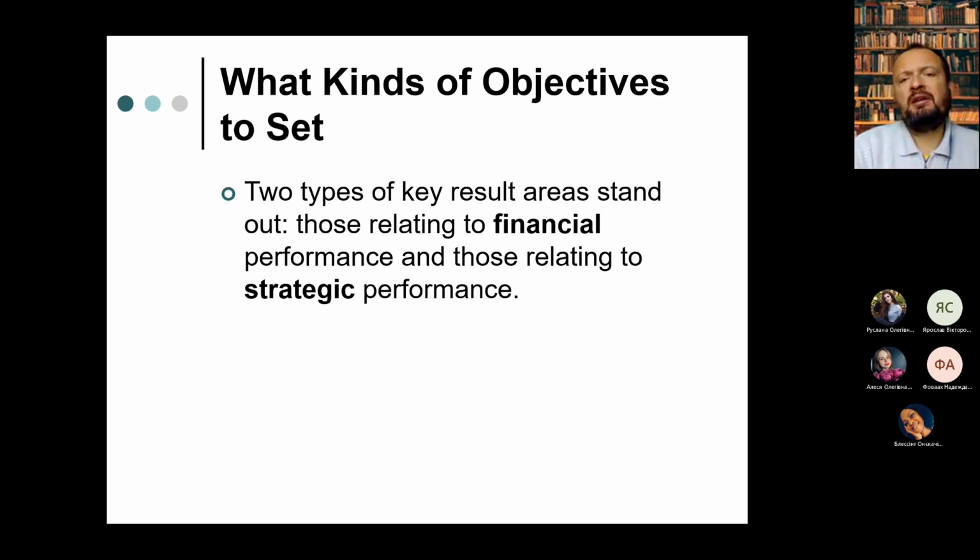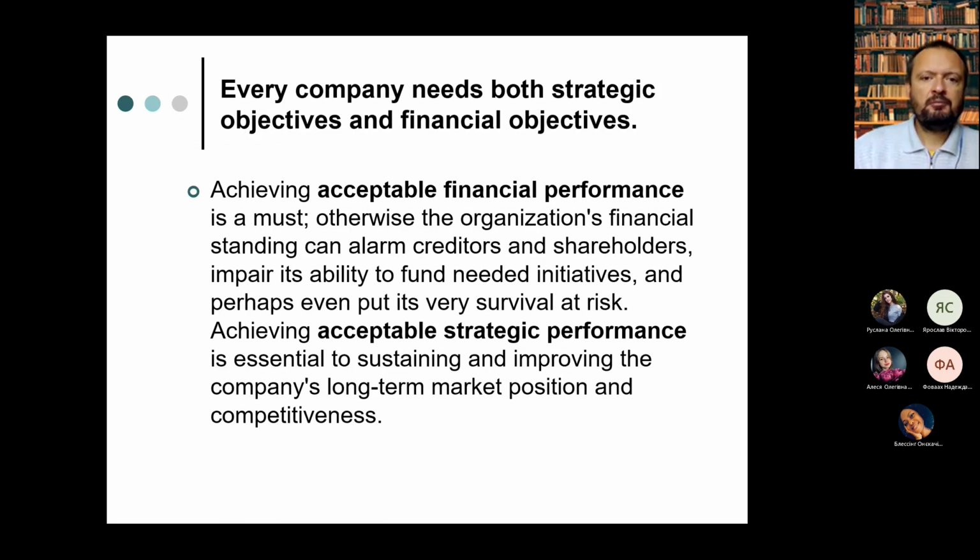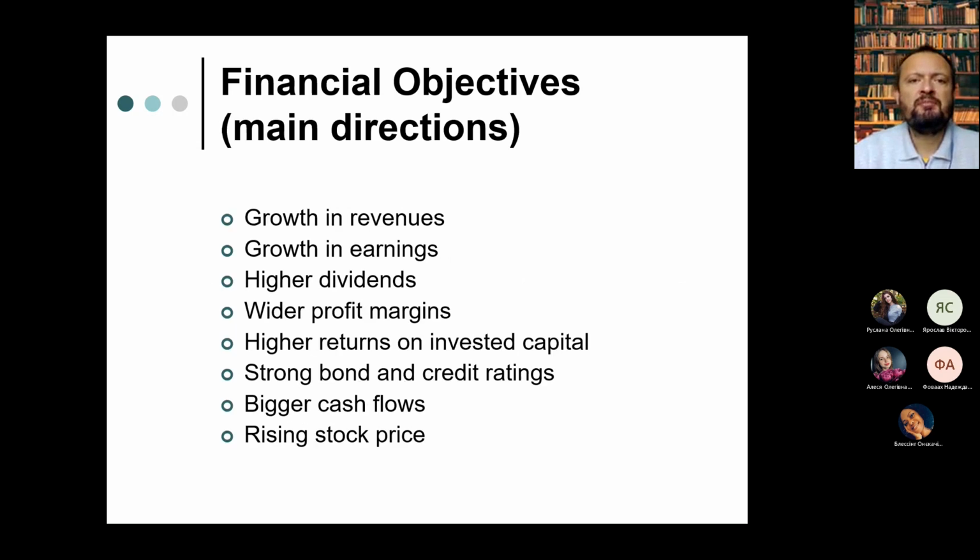If speaking about the classification of objectives, today we are speaking about two classifications. The most important, I think, classification of objectives is dividing them into financial performance and strategic performance. And any company needs both objectives in the financial domain and also in strategic performance.